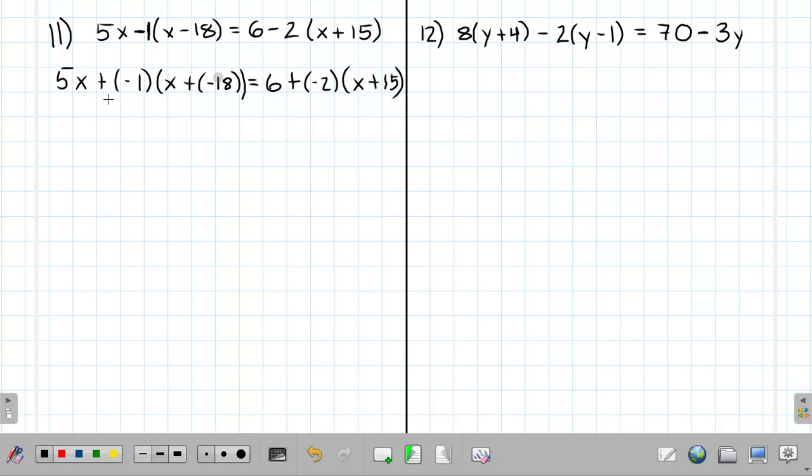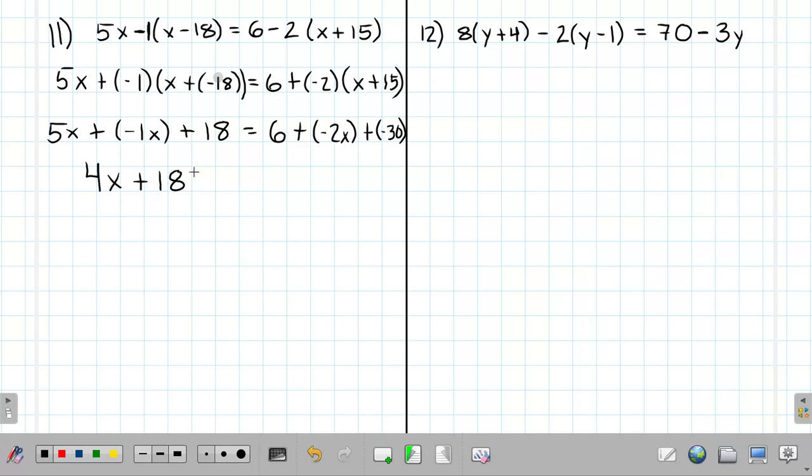All right, so step by step here, we're not doing anything with the 5x yet, so let's just leave it there. Plus negative 1 times x is negative 1x. Plus negative 1 times negative 18 is a positive 18. Then we have 6 plus negative 2x plus negative 30. We actually have combining like terms on both sides here. On the left-hand side, we can combine the 5x and the negative 1x to give us 4x, and then we still have the plus 18.